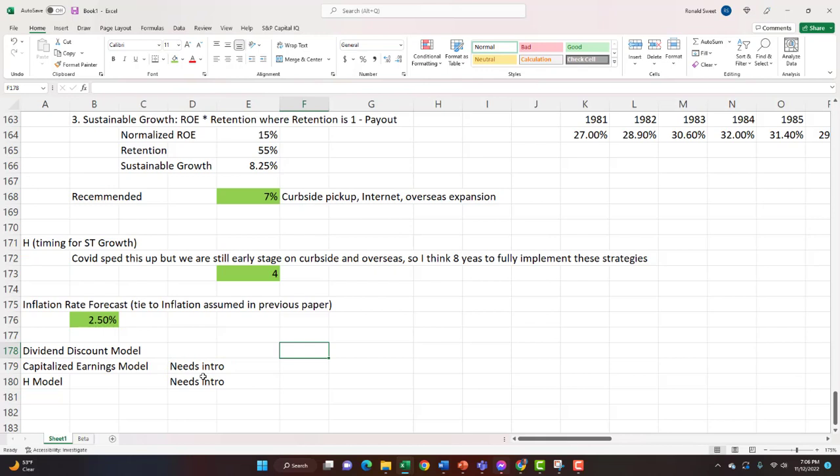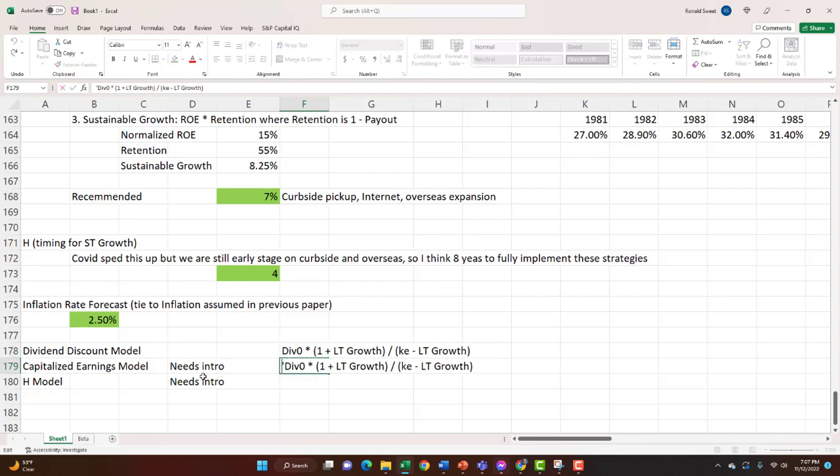And so what are the formulas? Well, for the dividend discount model, it's dividend 0 times 1 plus long-term growth, all of that divided by KE minus long-term growth. The capitalized earnings model is almost identical, except instead of using dividends, remember we use earnings per share, and instead of using long-term growth, we use inflation.